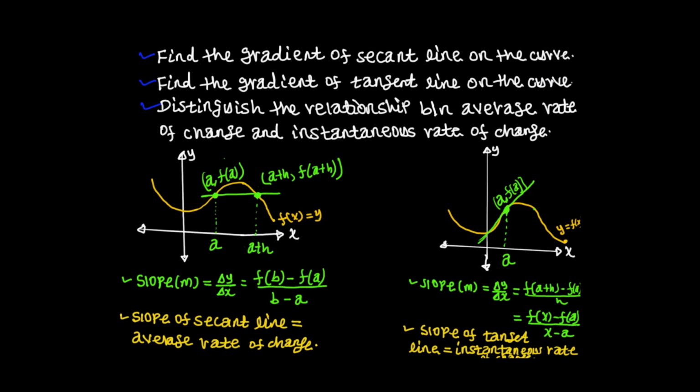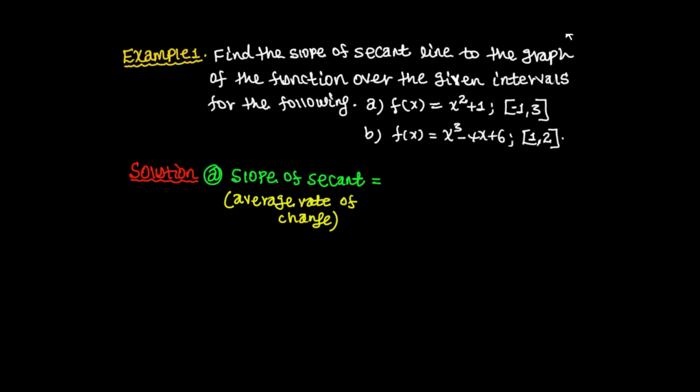Let us see some examples. When we go to the first example: find the slope of the secant line to the graph of the function over the given intervals for the following. There are two questions. a, f of x equal to x squared plus 1 on the closed interval between minus 1 and 3. b, f of x equal to x cubed minus 4x plus 6 on the closed interval between 1 and 2.